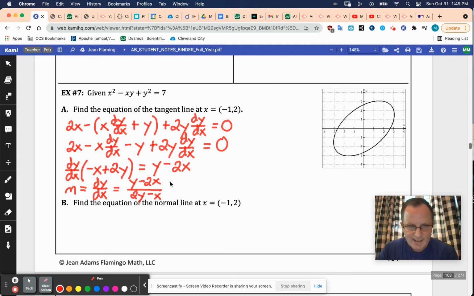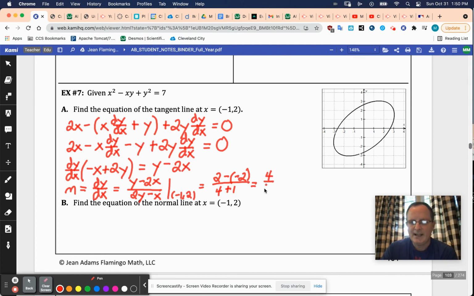Okay, so then this evaluated when x is negative 1 and y is 2, because this would be the slope that I need. My y is 2, so I have 2 minus a negative 2, so minus a negative 2. And on the bottom, again, I'm substituting 2 in for y, so that'll be 4. And then x is negative 1, so that'll be plus 1. So my slope at this moment is going to be 4/5.